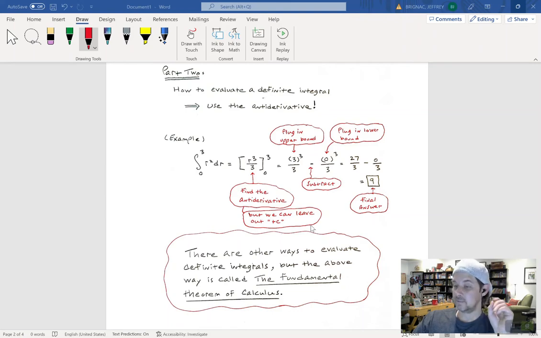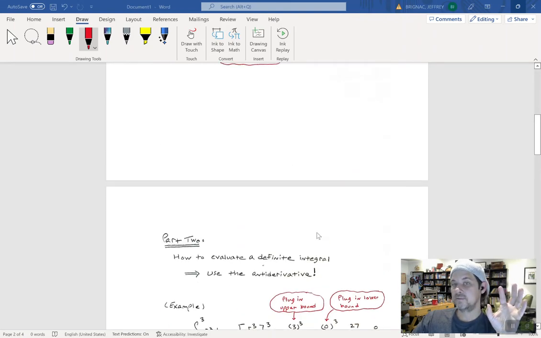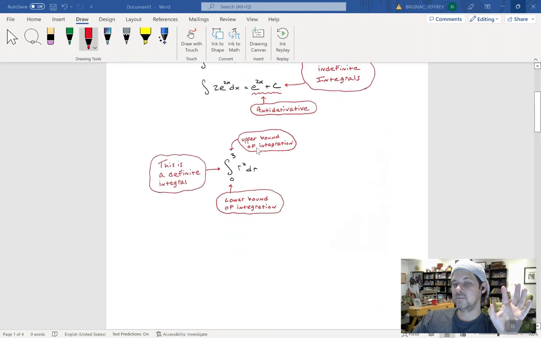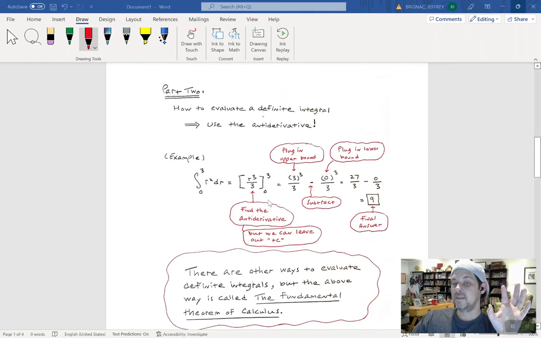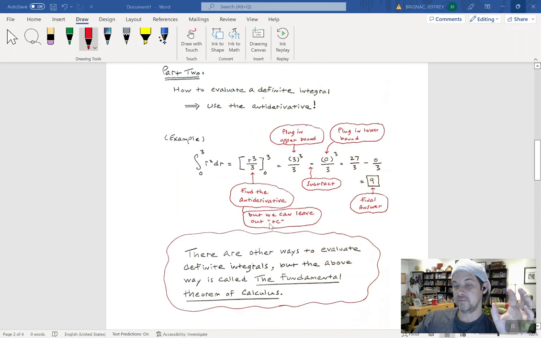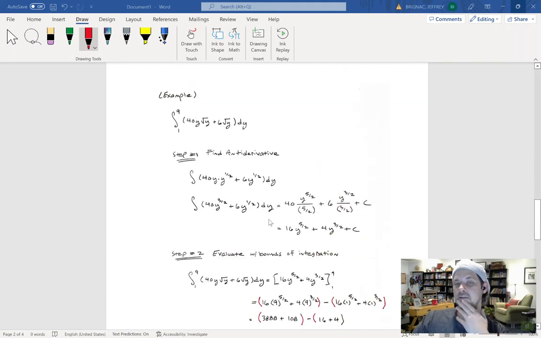So okay, let's take stock of where we are. What I've told you so far is what a definite integral looks like, what the upper and lower bounds of integration are, and now I've told you how you can calculate it. But before I tell you anything further, let's look at another example of evaluating a definite integral by the fundamental theorem of calculus, meaning with the antiderivative. All right, so here's another example.